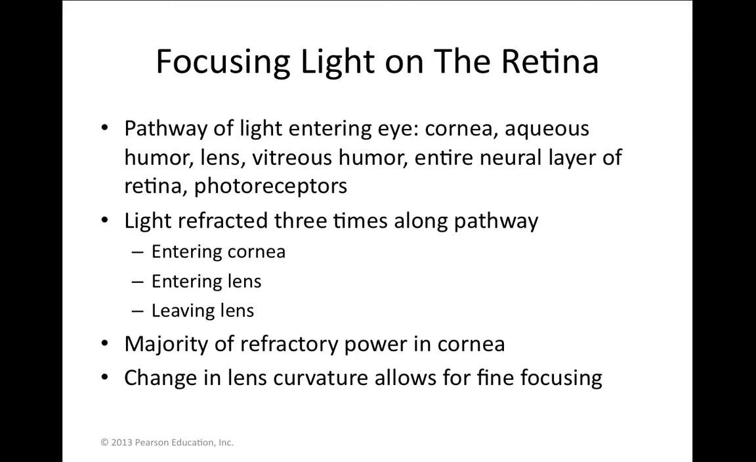Okay, the change in lens curvature allows for fine focusing, so you can actually adapt the lens to bend the light more or less to focus on the focal point. You can't do that with the cornea. The cornea has a fixed refractory power, so it does not change through time.